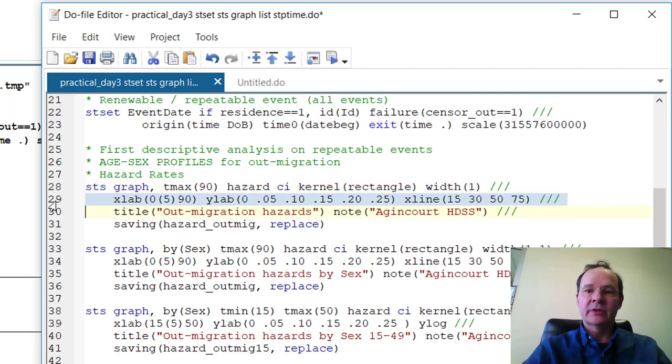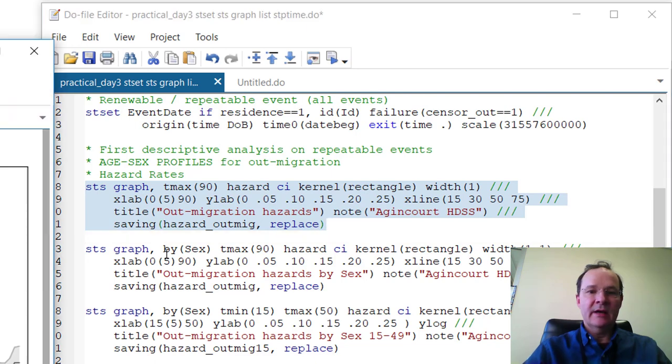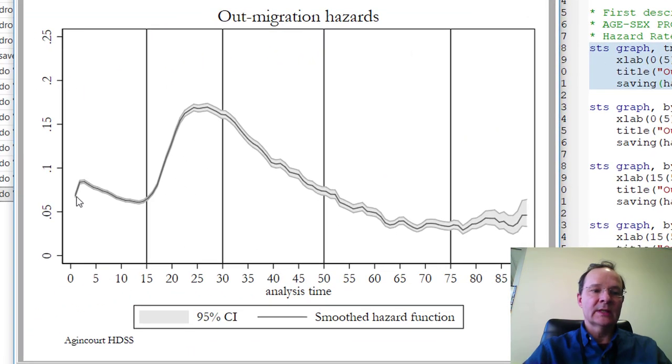These are just options for displaying axes, the titles, and a note saying that it's Agincourt HDSS, and we can save the graph under this name. Let's run the graph. Here we have an estimate of out-migration rate by age from age 0, or more exactly from age 1, because we took a width of 1, so we can only start to estimate the hazard rate at around 1 year old, and up to 90 year old.